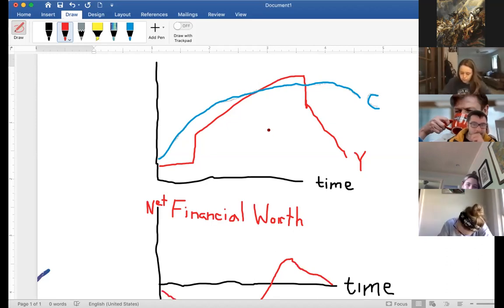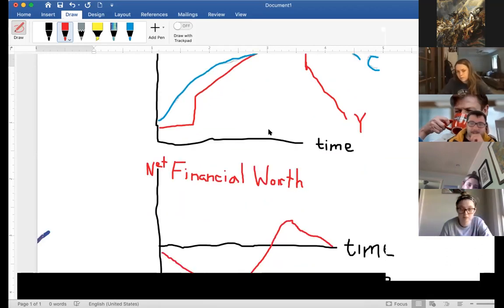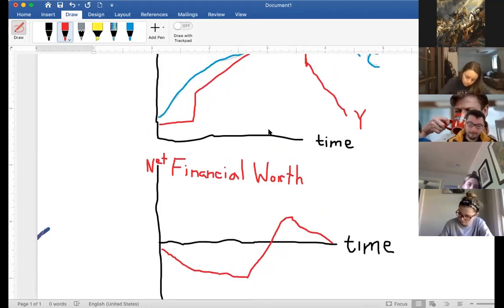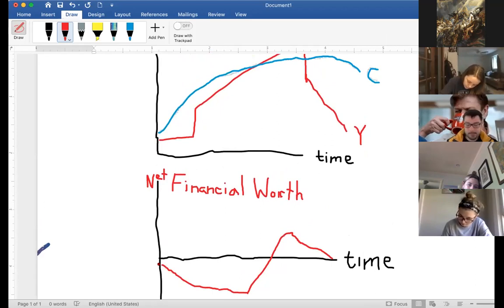Now, the flip side of this graph is the second one, the net financial worth story. Okay. The red line basically, when you're under the timeline, that means you're in debt. Your net financial worth is negative, and it goes down, it goes down, it goes down. Once you start working, it continues to go down for a while because you're buying a car, you're buying a house, you're paying off your college loans.